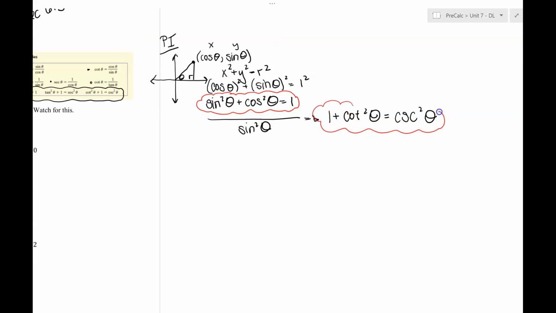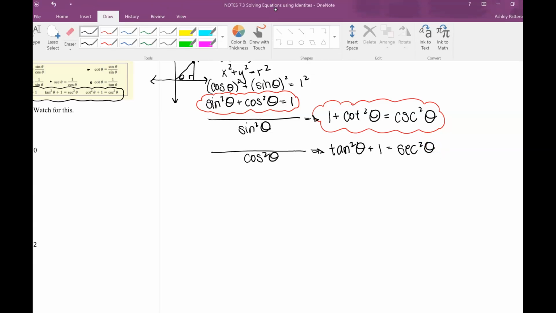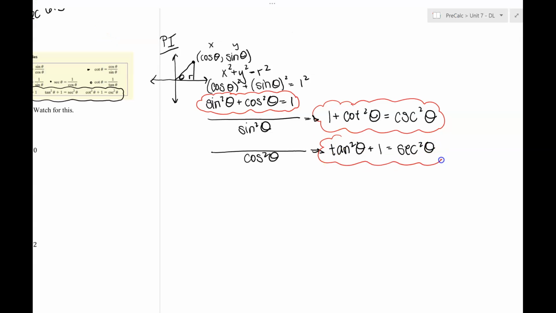I mentioned in class, I was on the side whiteboard, that you can just remember sine squared plus cosine squared equals 1, and then derive the rest from there. And then if we divide by cosine squared, sine squared over cosine squared gives you tangent squared theta. Cosine squared over cosine squared gives you 1, and then 1 over cosine squared gives you secant squared theta. It is nice if you can remember all three. It's a little bit faster, I would say.